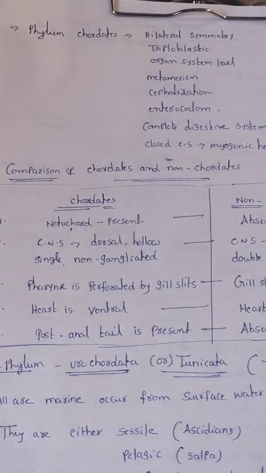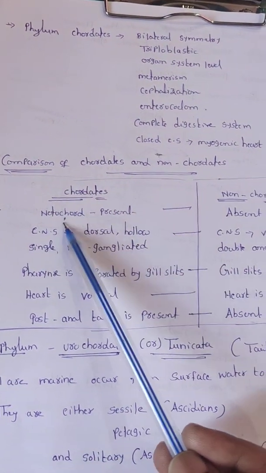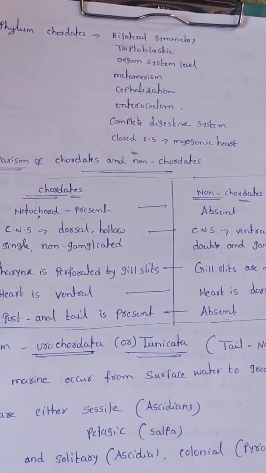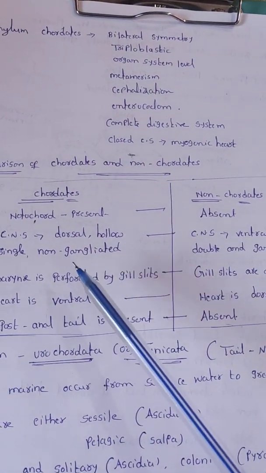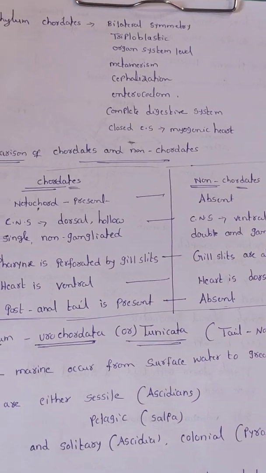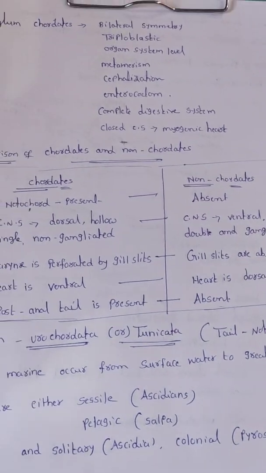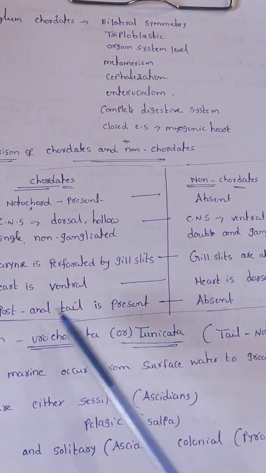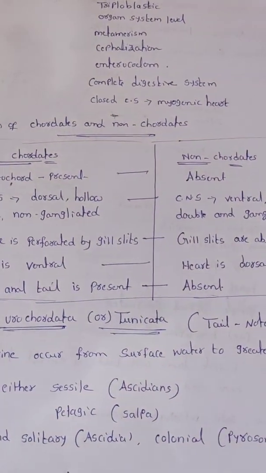Now we can compare the characters of chordates and non-chordates. For chordates, the notochord is present. For non-chordates, the notochord is absent. The central nervous system in chordates is dorsal, hollow, single and non-gangliated. In non-chordates it is present on the ventral side, and it is solid and gangliated. The pharynx is perforated by gill slits in chordates. In non-chordates there are no gill slits. The heart is present on the ventral side in chordates, but in non-chordates the heart is present on the dorsal side. A post-anal tail is present mostly in chordates, absent in non-chordates.